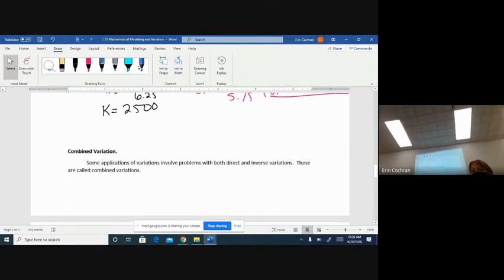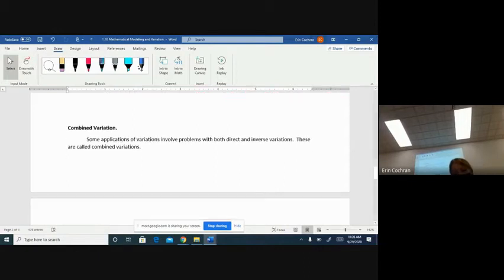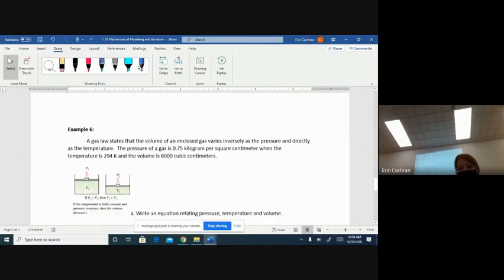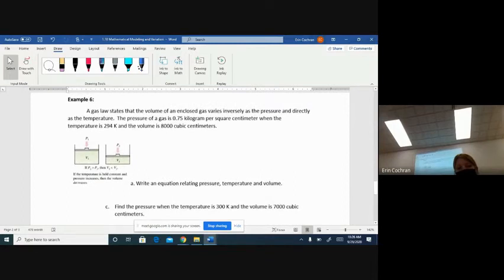The combined variation: some applications of variations will involve problems with both direct and inverse variations. Those are called our combined variations. So let's look at an example. A gas law states that the volume of the enclosed gas varies inversely as the pressure and directly as the temperature. It's a little confusing there, right? So let's read again.